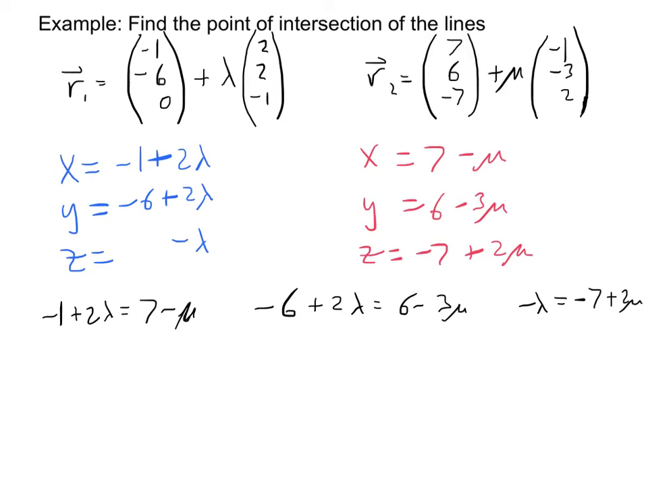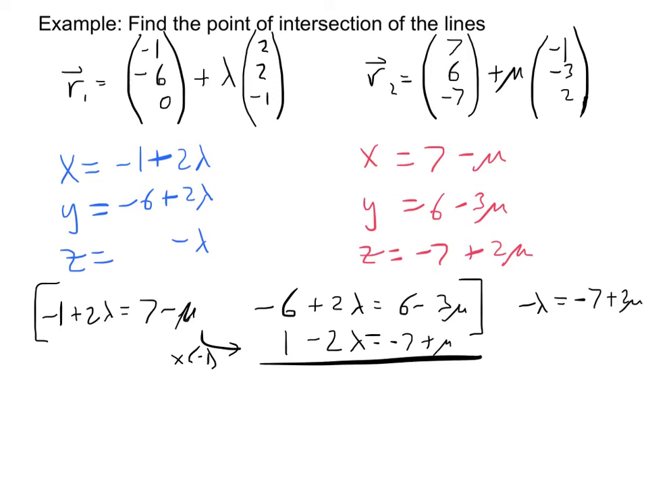Next step was we sort of pick two of these to work with. I am a fan of the first two because their lambdas are nicely lined up. One of them is +2 lambda and the other is also +2 lambda. So I'll multiply this one by -1 to do the elimination. That's 1 minus 2 lambda equals -7 plus mu. These cancel. I end up with -5 equals -1 minus 2 mu. That means -4 equals -2 mu, and I end up with mu being +2. So that's one of my times of intersection.